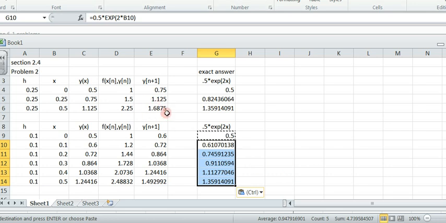We got a 0.168 there, and we have a 0.149 here. So we're getting closer to the right answer, cutting down our h's, and we can continue doing that and cutting it down more. But we're not going to. We're going to proceed to problem number 4.